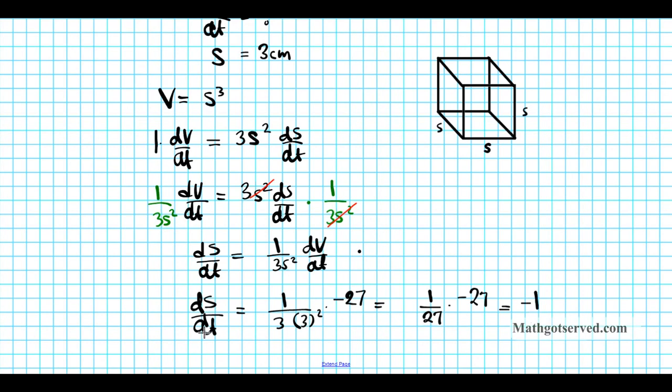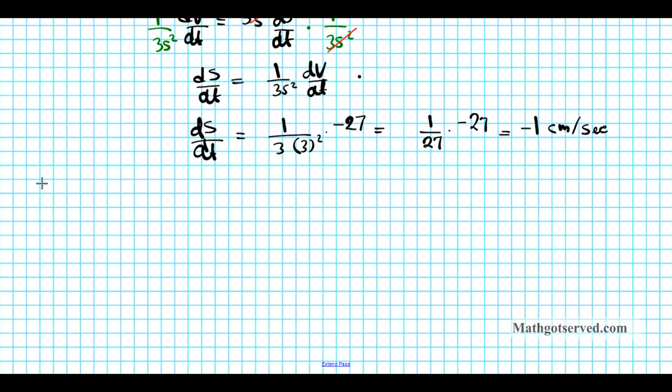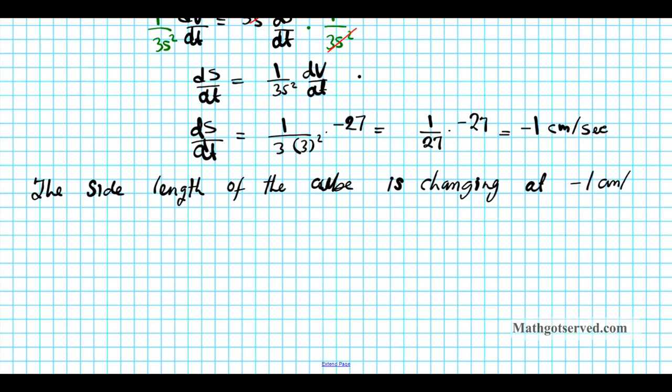Now, since this is a length, the unit is going to be centimeters, and the unit of time is seconds. All right, so let's write down what the answer means as a sentence. The side length of the cube is changing at negative 1 centimeter per second when each side is 3 centimeters long. Okay, so that's that.